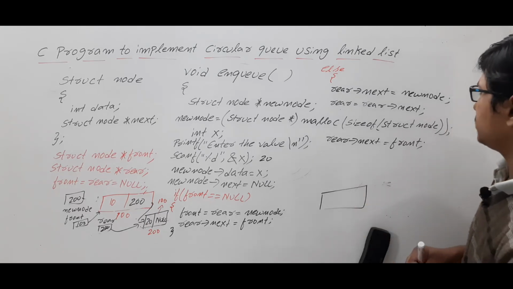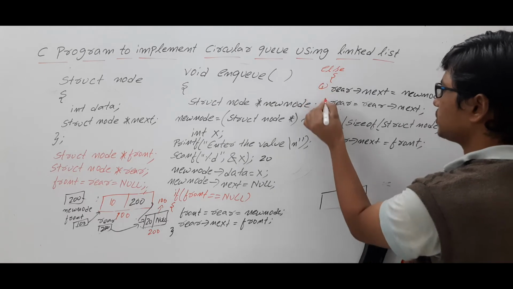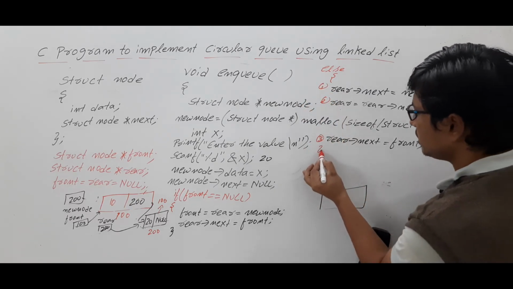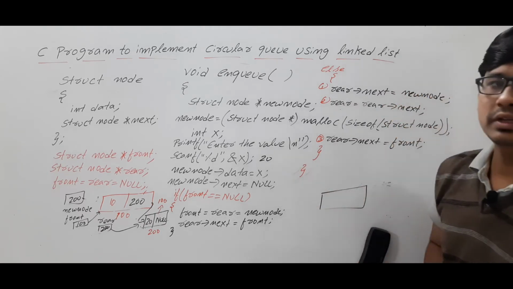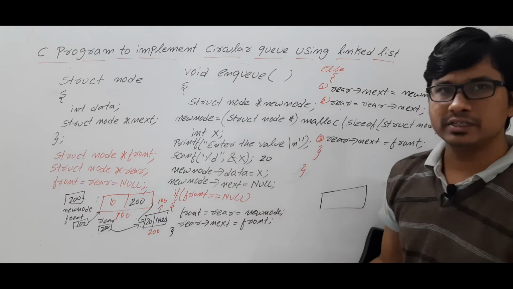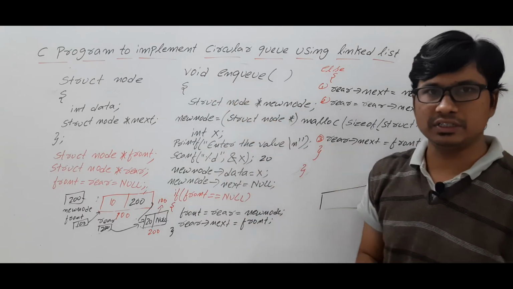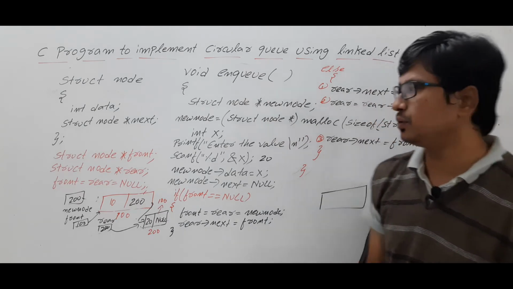Is it clear? So this is step 1 in the else block. This is step 2. This is step 3. Is it clear? So close the else block and close the enqueue function. So these are the steps you should do whenever you call the enqueue function. I hope you have understood. Now let me discuss the dequeue operation.